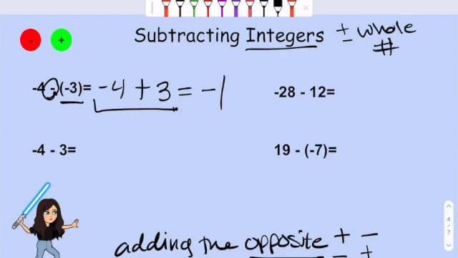Now, if you have any questions about adding integers, you can check out our other video. Let's look at our second example. -4 minus 3. We keep our first number. We change our subtraction to addition, and then we find the opposite of the second number. So the opposite of +3 is -3. And now we have -4 plus -3, which is -7.